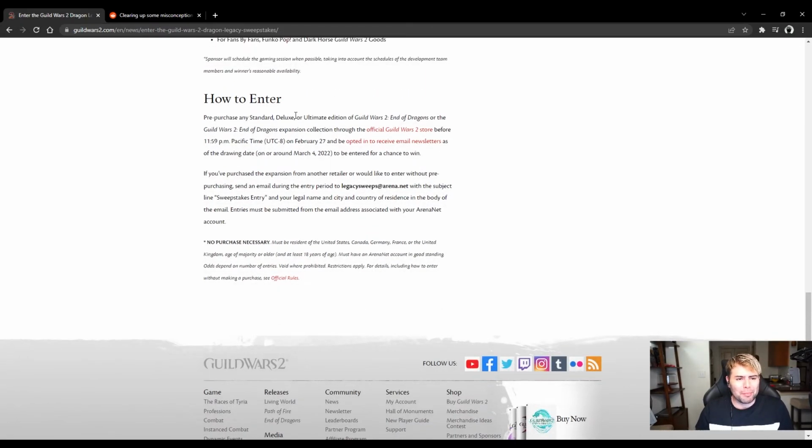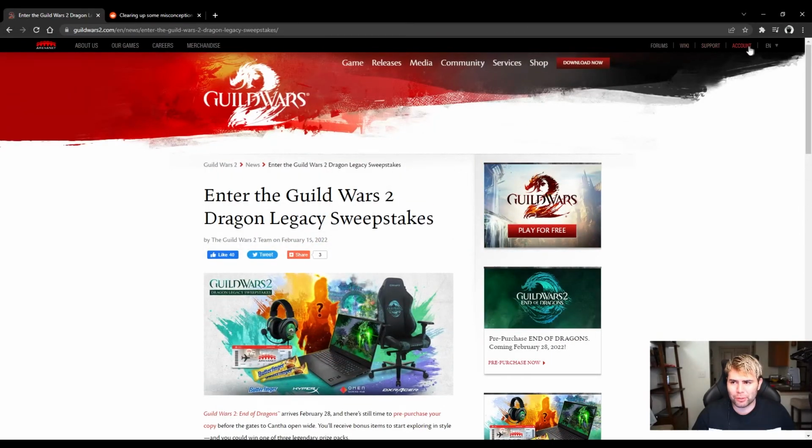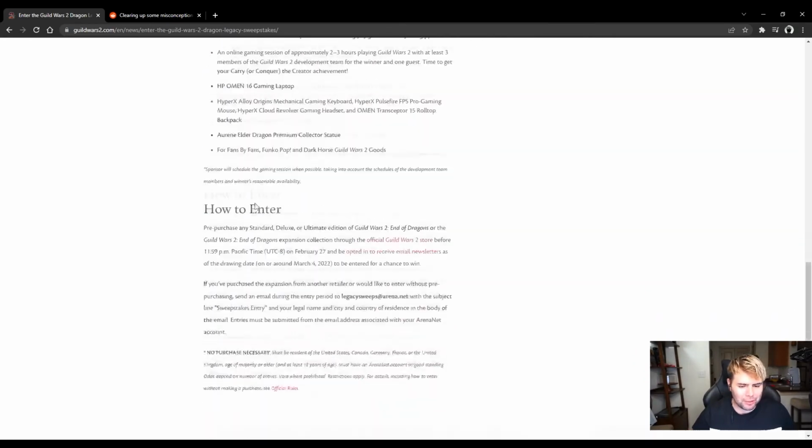How to enter? You gotta pre-purchase the standard or ultimate edition of End of Dragons. Use the referral link down below for that. And after that, be opted in to receive email newsletters, which you can do just by signing into your Guild Wars 2 account right here. And then there's going to be a thing where you opt into their emails.